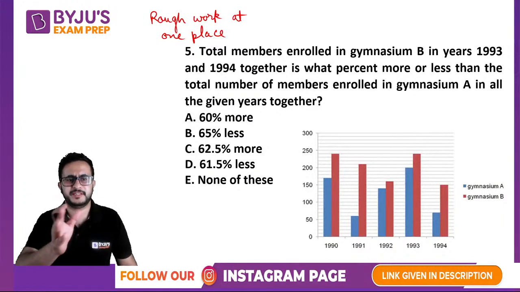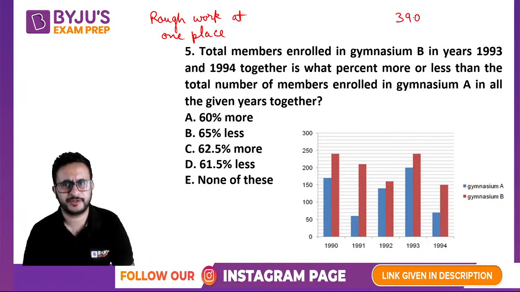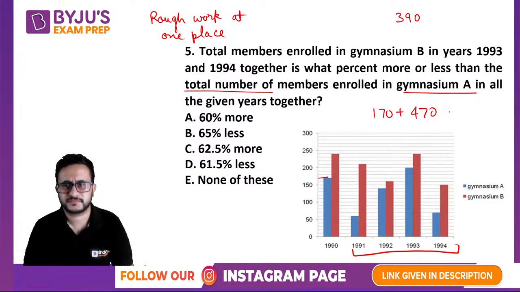Like for example, in this question, the total of gymnasium B we already calculated in the previous question, right? The total of gymnasium B was 390, so no need to calculate again. Now it is saying what percent more or less than the total number of members enrolled in gym A. For A we had calculated from 91 to 94, the total was 470. So we do not have to add all these things again, we just have to use this value, plus 170. So this total comes out at 640.